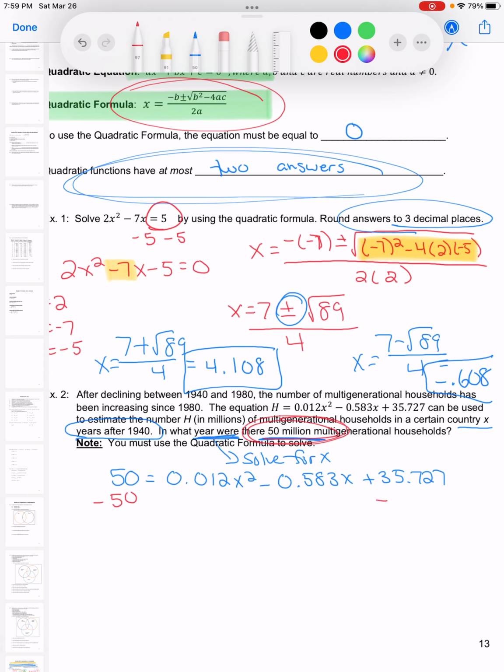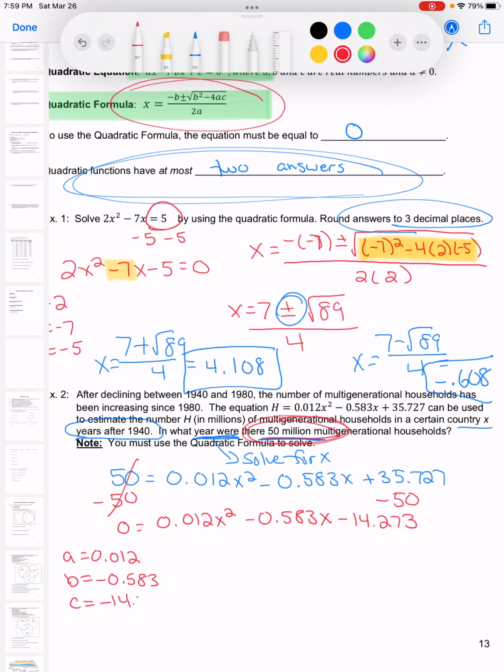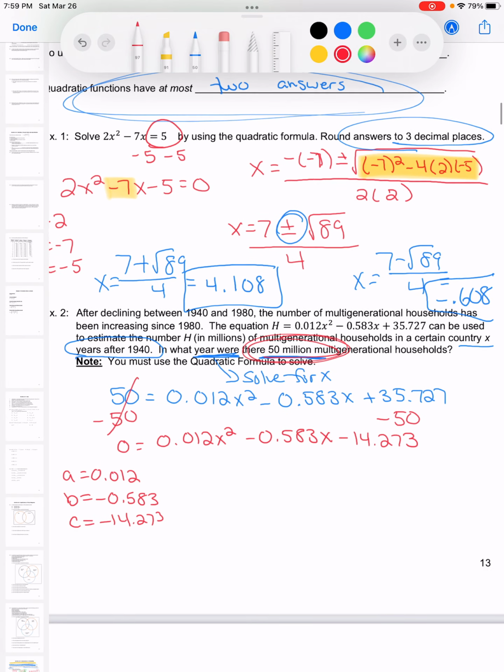So I'm going to subtract this 50 off. If you don't do this, a lot of times you end up with crazy things going on. Your calculator might tell you there's like an error, you can't solve it, and that's because you've missed that first step. So subtracting 50 from both sides changes that C value. So now I have my A, my B, again don't forget that negative sign like before, and also my C has a negative sign. And I'm going to plug that into the quadratic formula.